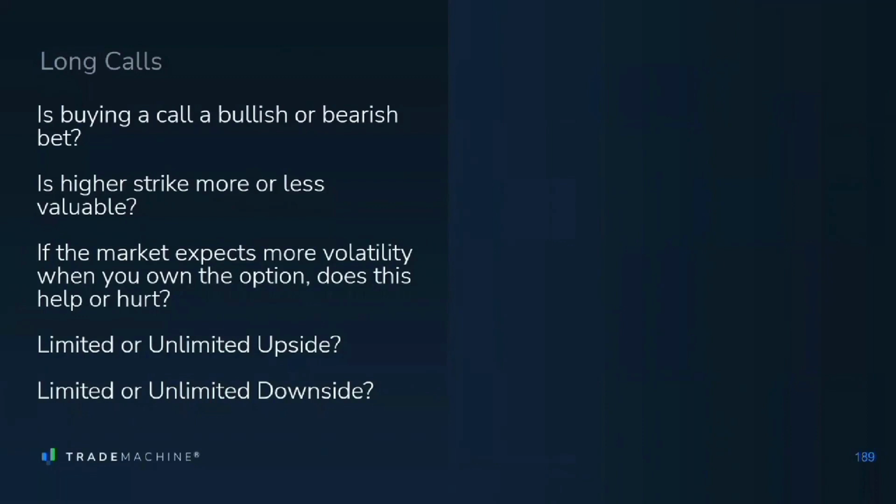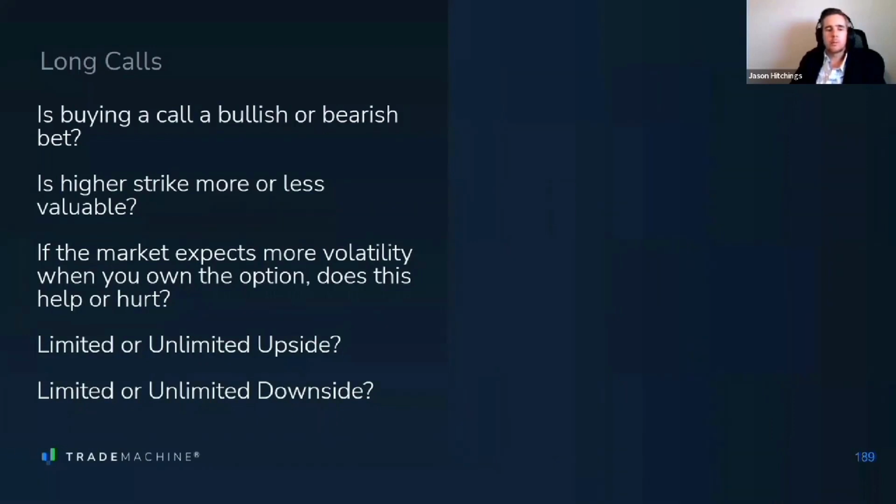So just asking the question, is buying a call bullish or bearish? Once you own a call, do you want it to go up or down? You want it to go up, because then you can buy the stock at lower than the current price. Is a higher strike more or less valuable with a call? Well, you want to be able to buy it at a lower price, so the lower strikes are more valuable. And if you own a call and the market starts expecting more volatility, does that help or hurt you? And the answer is that it makes your option more valuable, so that actually helps you.